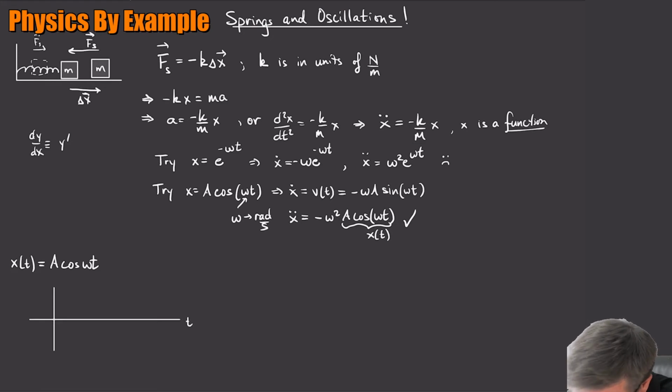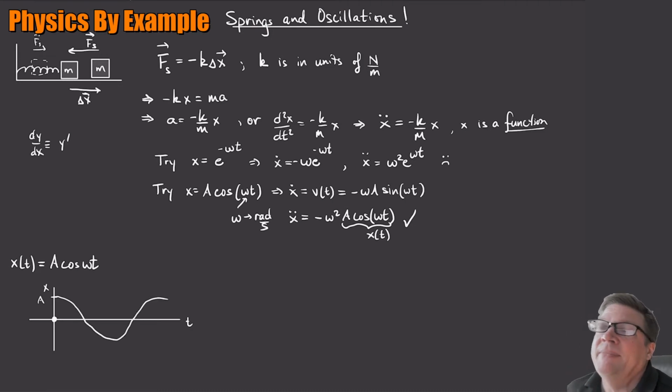If this is t, and this is x, what happens when t is 0? When t is 0, what's the value of x? It'll be cosine, then cosine of 0 is 1, right? So x is just going to be a. So this is going to be the position a up here. So we start there, and then cosine sort of does that.